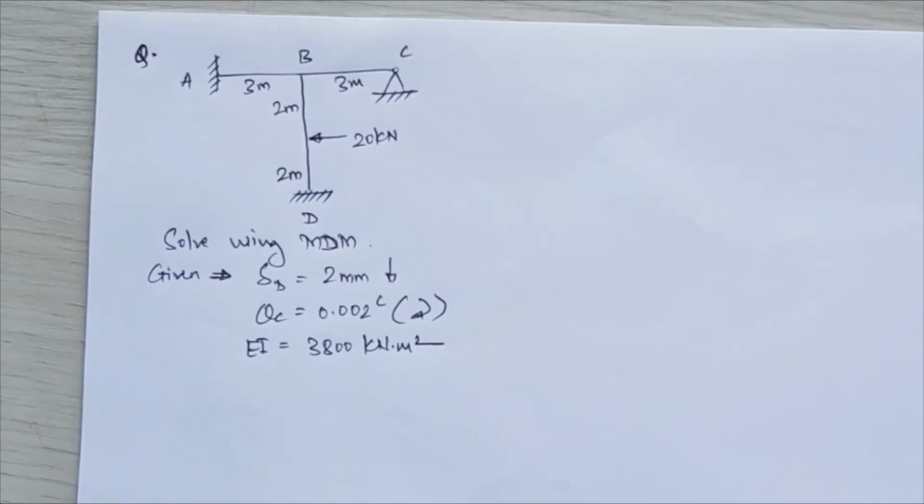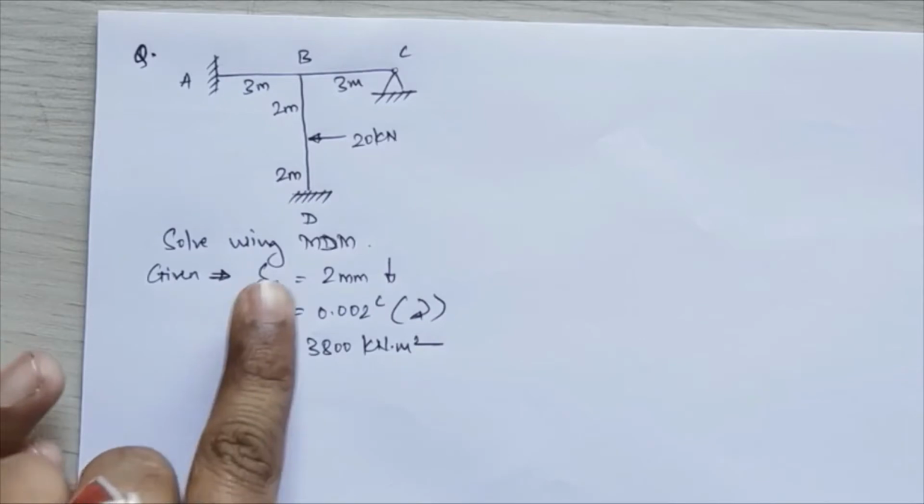In today's lecture we will see the next numerical using the moment distribution method. Here is the numerical that we are going to solve using the moment distribution method. A frame is given to you, A, B, C, a continuous beam, and one vertical member is attached at point B, which you can call the column member. That will be your BD.